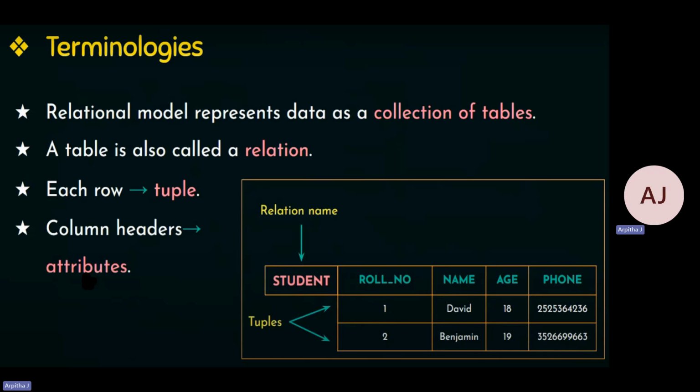So for example, what is the relation name here? For example, here, student. This is the formal name; we call it the relation. The informal name is the table name, and here the table name is student. So the table name, or relation name, is nothing but a collection of some data.